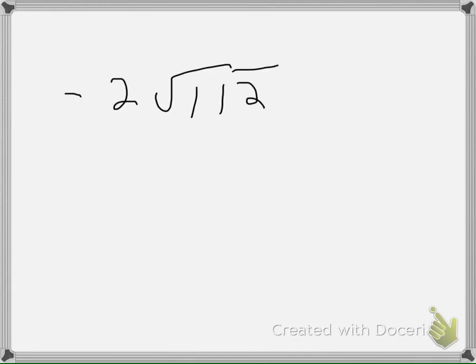Okay, your next problem is negative 2 times the square root of 112. So I'm trying to figure out what is the biggest perfect square number that can divide evenly into 112, and then don't forget to multiply whatever your square root number is that you circle times this negative 2. Turn the video off and try it on your own.